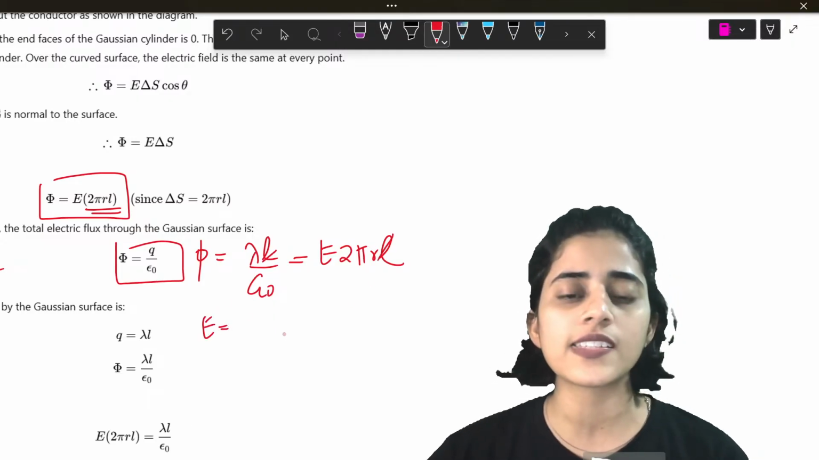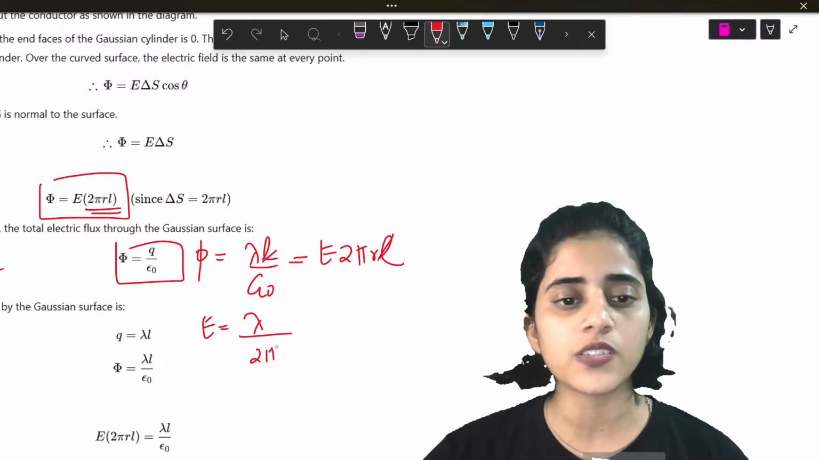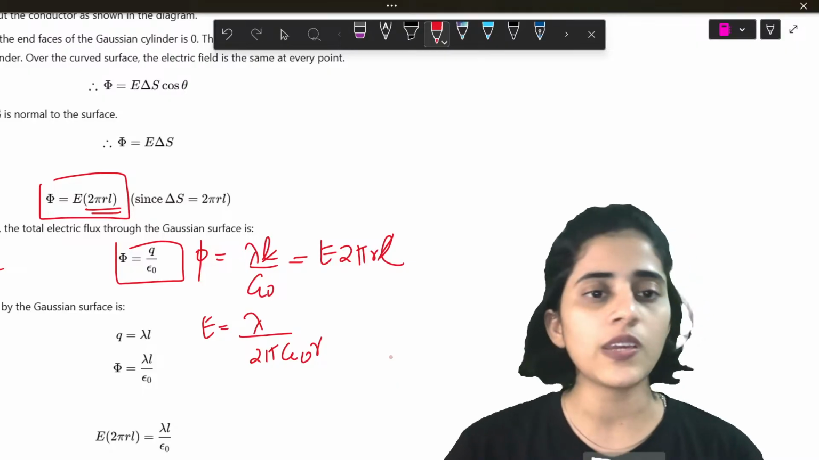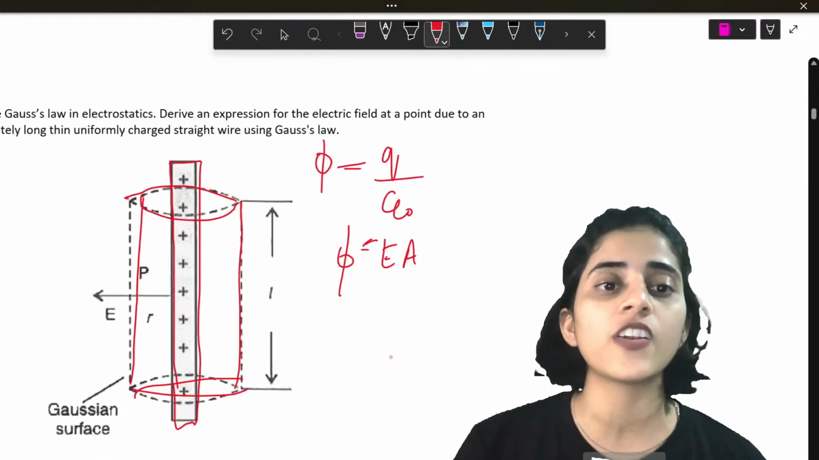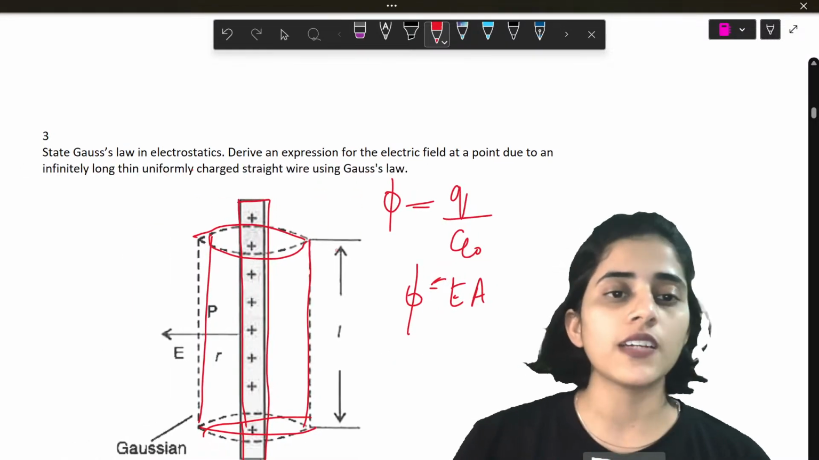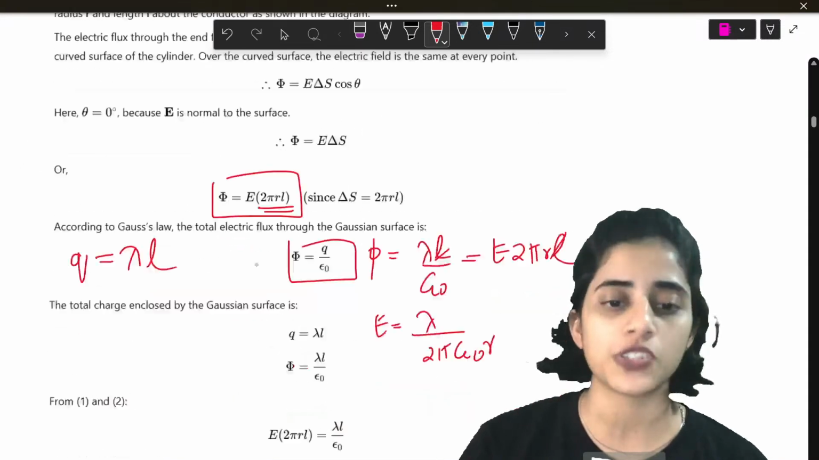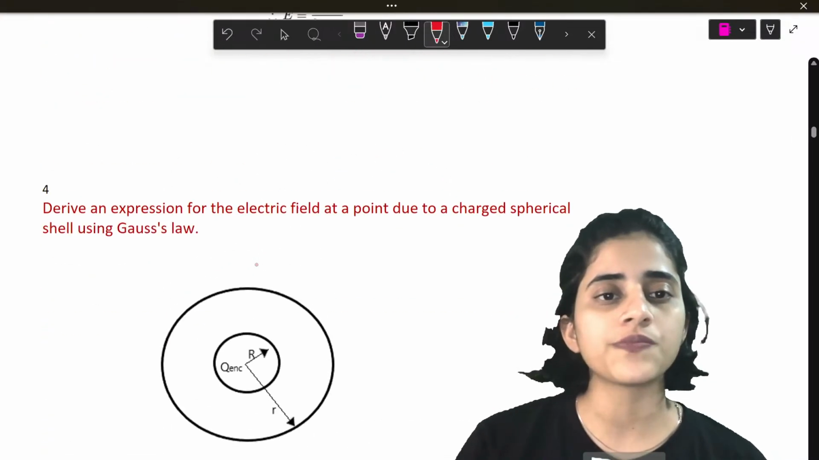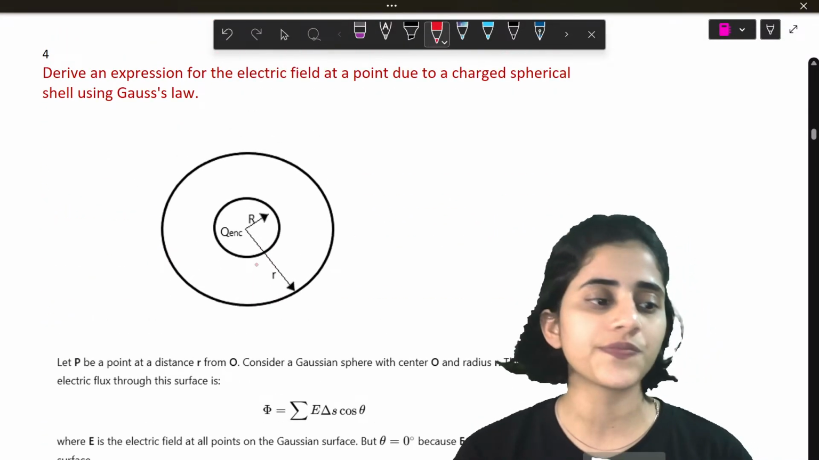L and L will cancel. E would be lambda divided by 2 pi epsilon naught. Okay, that's all. This is the first application of Gauss law, infinitely long wire. So this wire is infinitely long. That's the condition. Okay, clear? Let's move on to the next question.